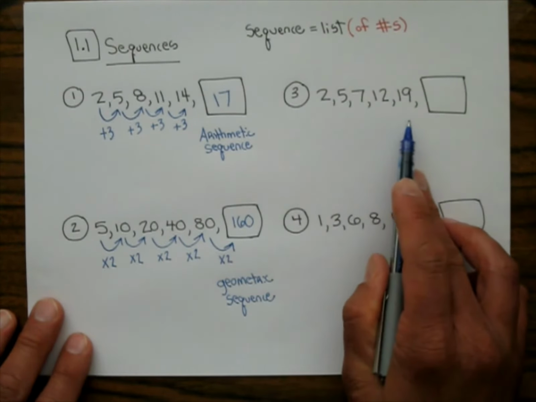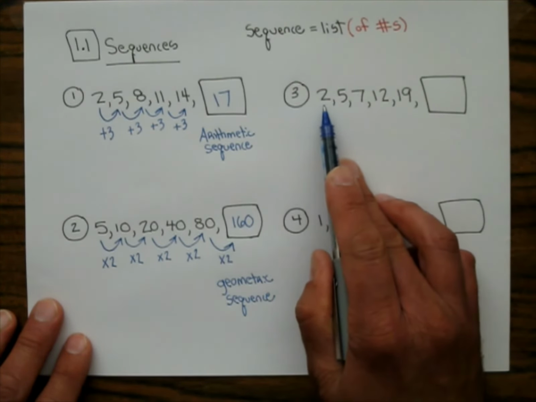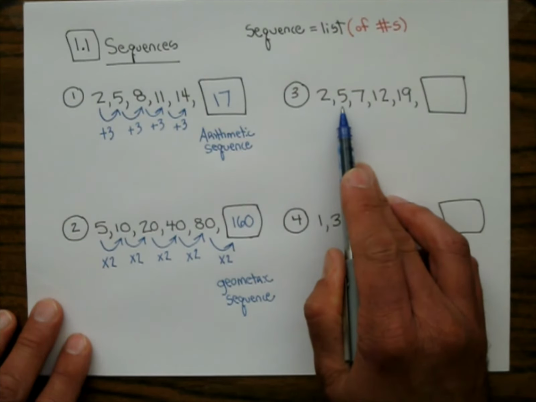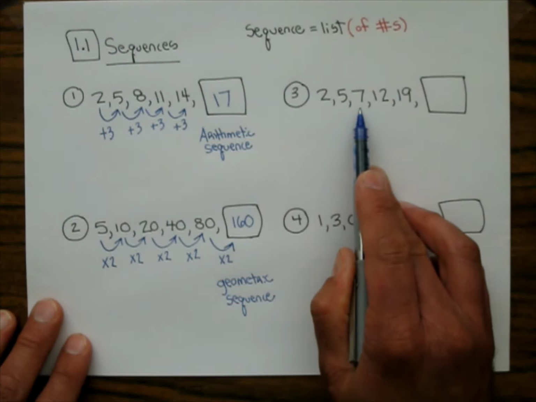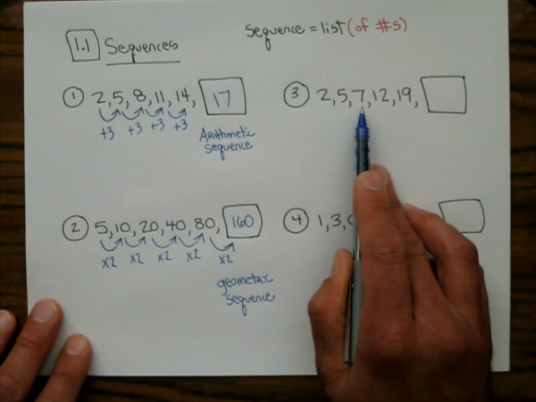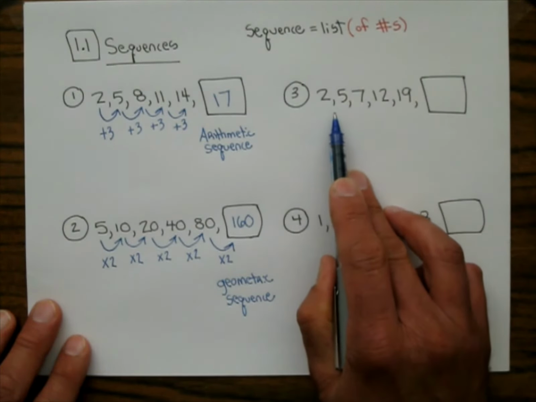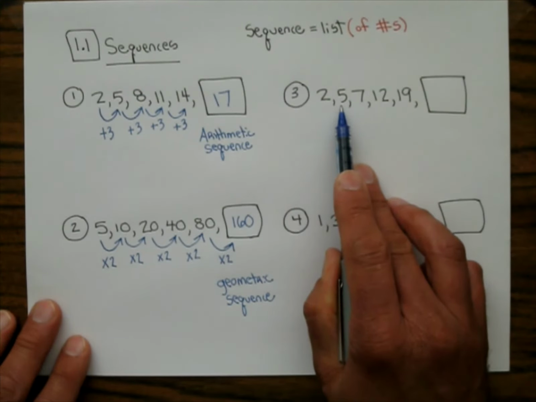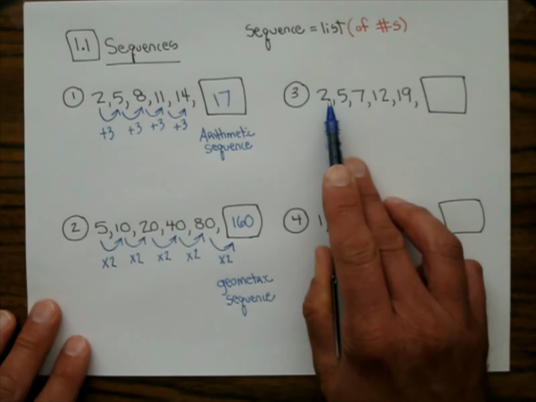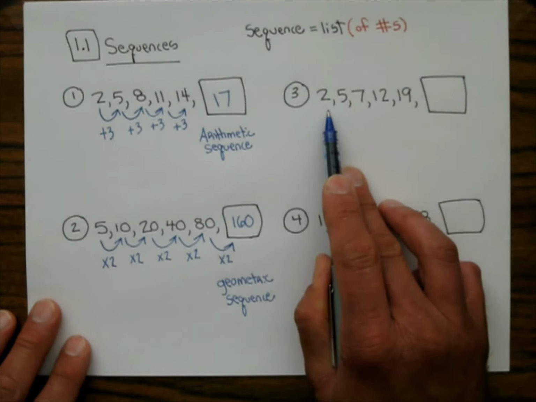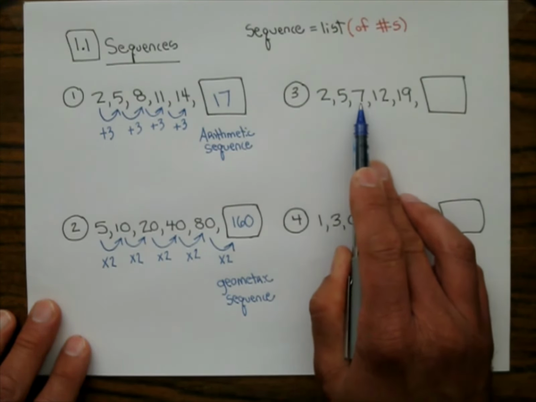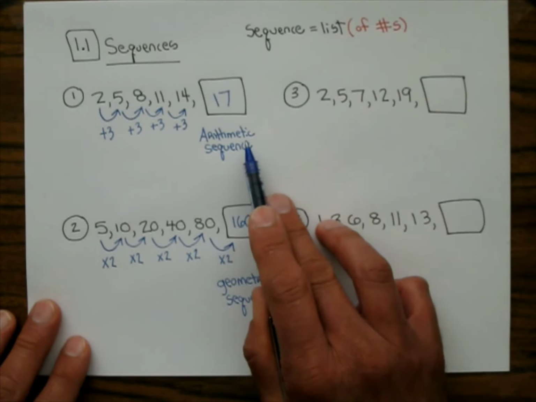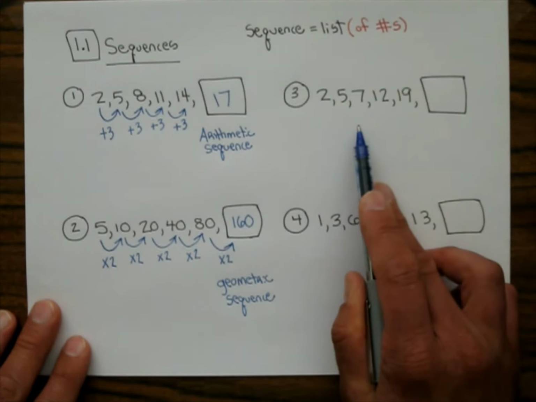Let's move on to this one right here. If I add 3 to 2, I get 5, but 5 plus 3 is not 7, so it's not arithmetic. Multiplying, well, this is going to be ugly. 2 times what gives me 5? If you thought about it really hard or you wrote down an equation, it would be 5 halves. But then 5 halves times 5 is not going to give you 7. So this is not going to be arithmetic, and it's not going to be geometric.